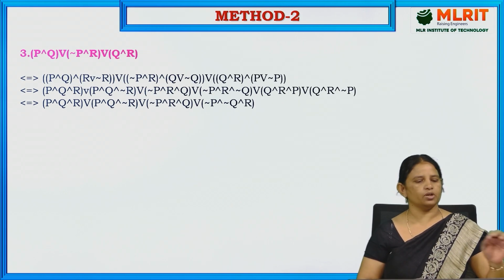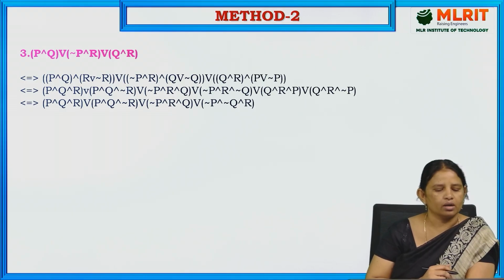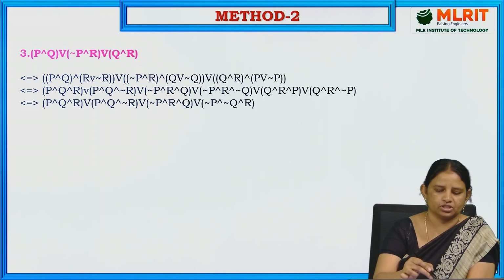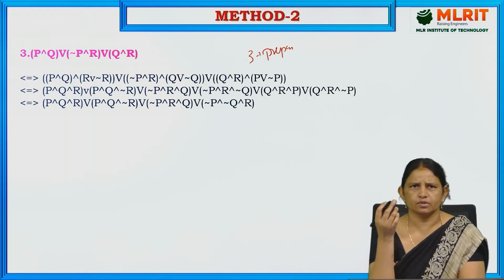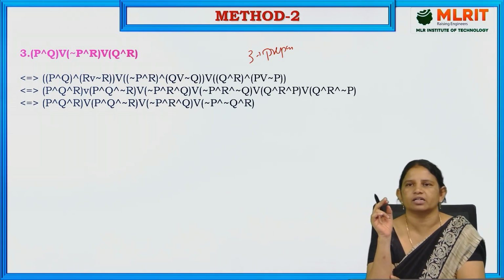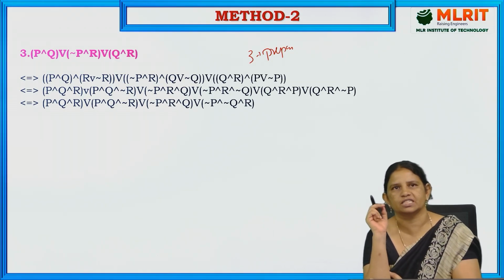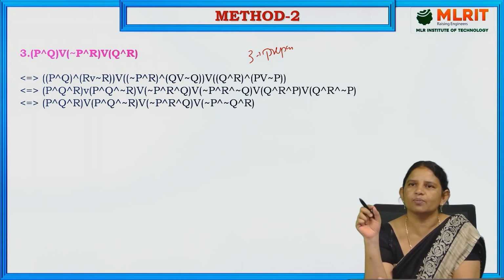Coming to the third example, P and Q or negation P and or Q and or. Here there are 3 propositions. From these, it is not possible to construct the PDNF. So we need to add the required missing factors. If it is PQ, then R is the missing factor. If it is P R, Q is the missing factor. If it is Q R, then P is the missing factor. But the important thing to remember is that adding the missing factor should not change the original meaning of the statement.